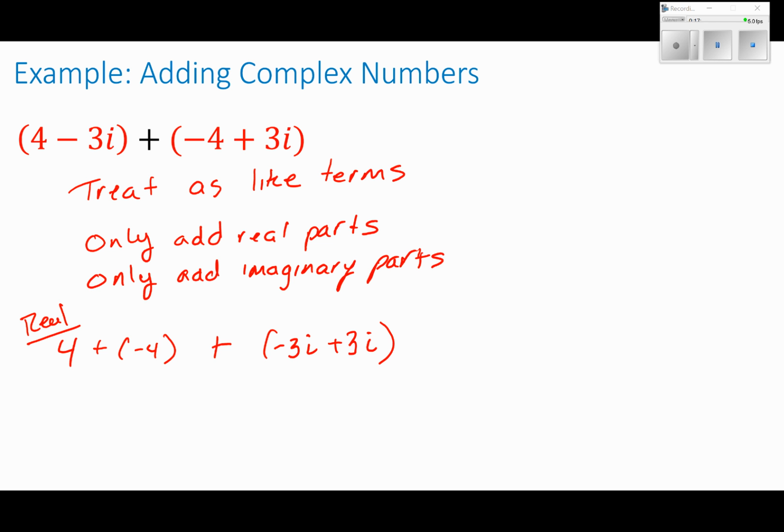4 plus a negative 4 ends up being 0. Negative 3i plus 3i ends up being 0 as well. And so final answer on this one, all I end up with is 0. But be very specific. We can only add the real parts together and only add the imaginary parts together.